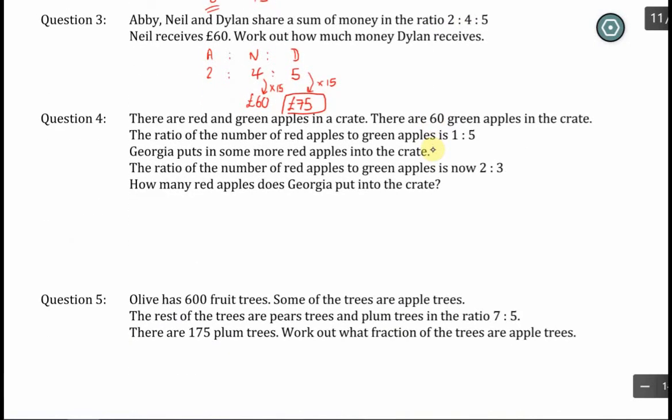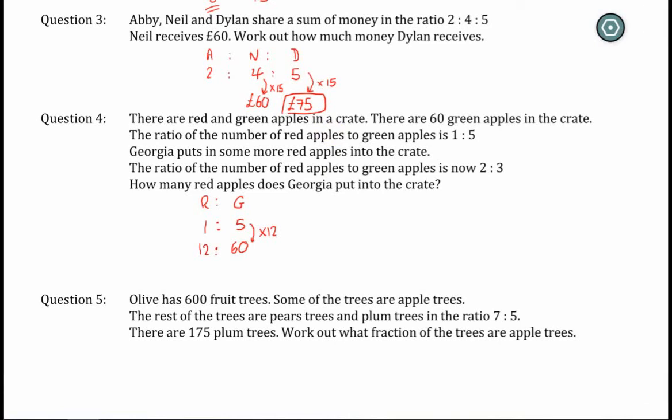Question 4. There are red and green apples in a crate. There are 60 green apples in the crate. Okay, so we're given the real life. The ratio of the number of red apples to green apples is 1 to 5. Georgia puts some more red apples into the crate and now the ratio changes. So let's figure out what each part was worth to begin with. What do you times 5 by to get 60? 60 divided by 5 is 12. So that means there must have been 12 red apples before.